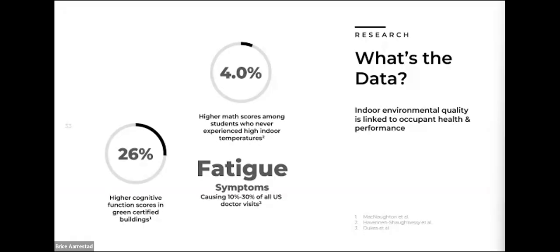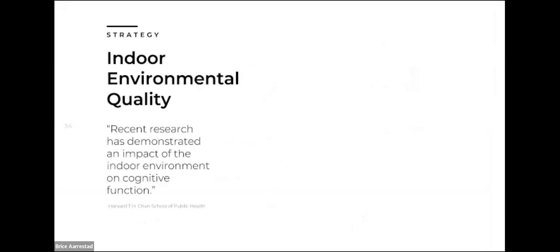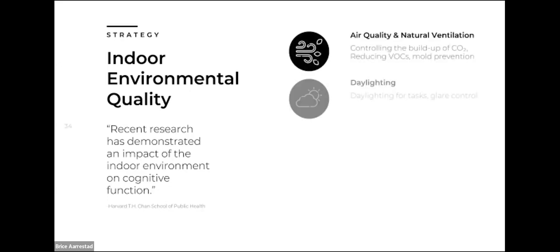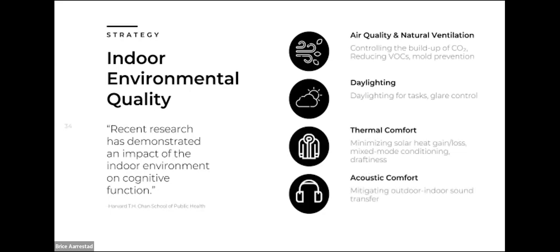So let's dive into that a little bit deeper. So again, we've seen this impact of indoor environmental quality on cognitive function. We also see this through a lot of different benefits to human health and wellness through high quality indoor environments. So we're going to look at these 4 categories here: air quality and natural ventilation, daylighting, thermal comfort, and acoustic comfort, and some design principles and strategies that go along with each one of these.